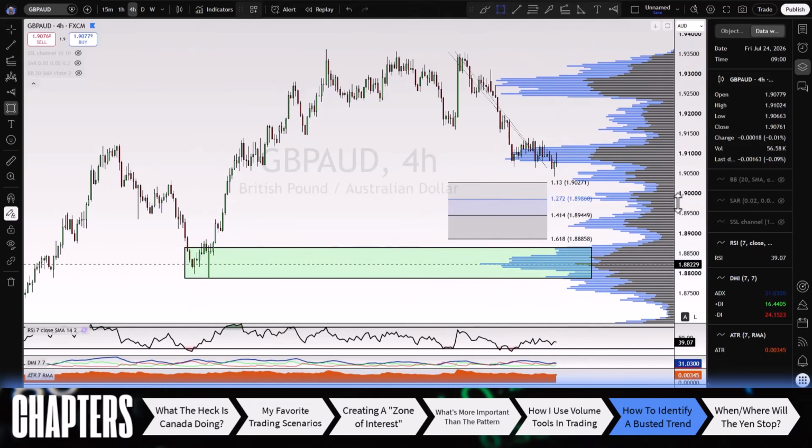If not, I would target this 190 level as my first conservative target and this 189 level as my second conservative target. So potential shorts here on pound Aussie. Keep an eye out on this for the week ahead.